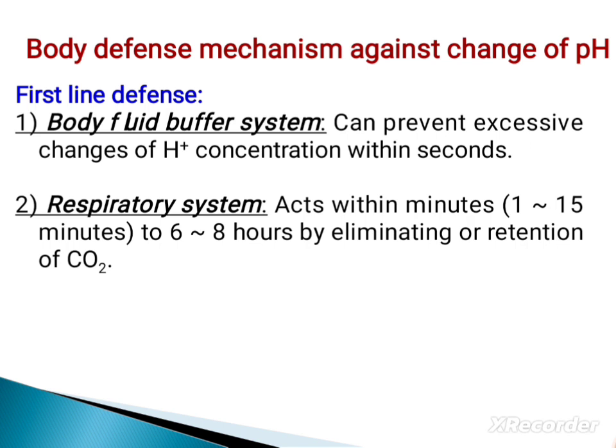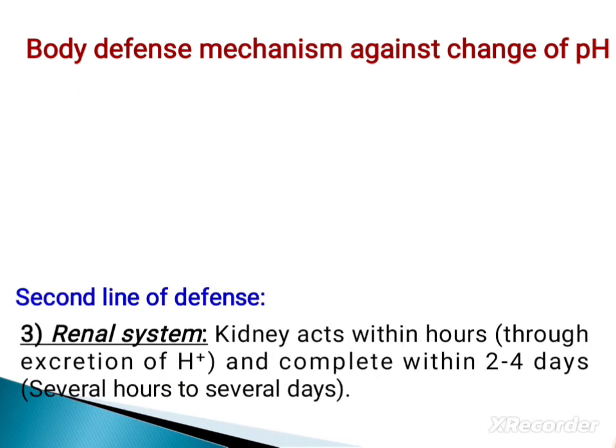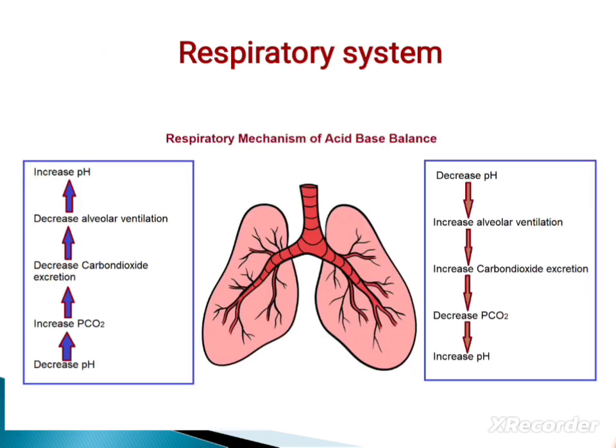But if the acid-base disorder is profuse, then our third line of defense mechanism, the renal system, appears. To start its work, it needs hours and completes within days. So, first our body fluid buffer system, second the respiratory system, and third the renal system.